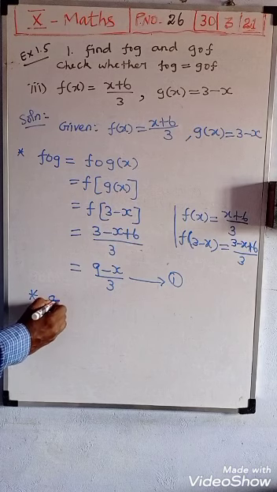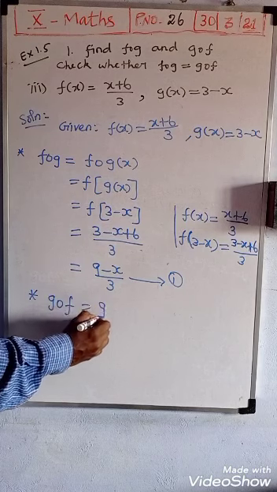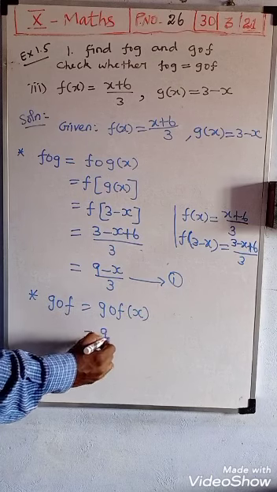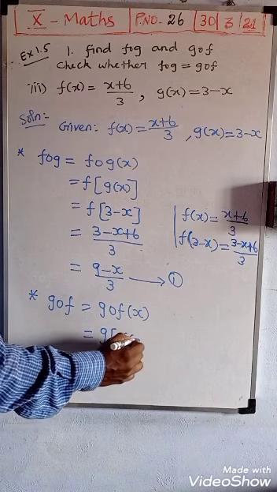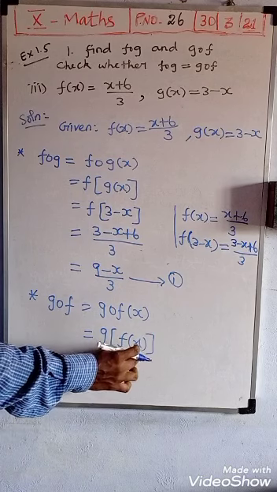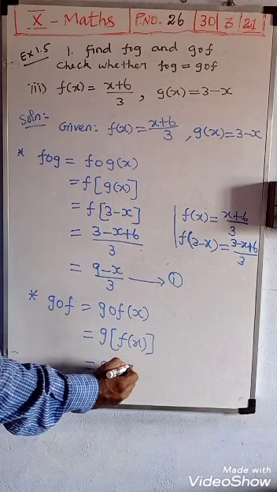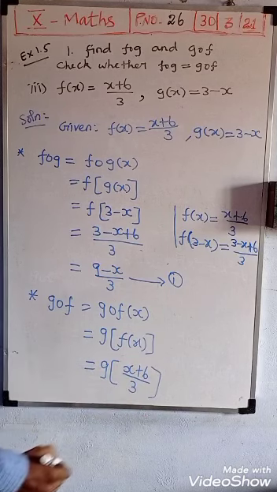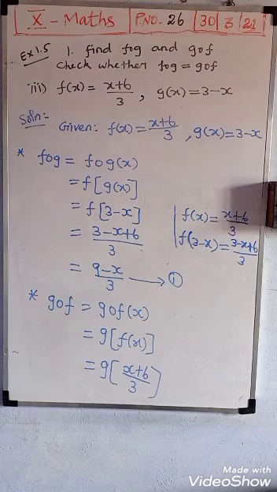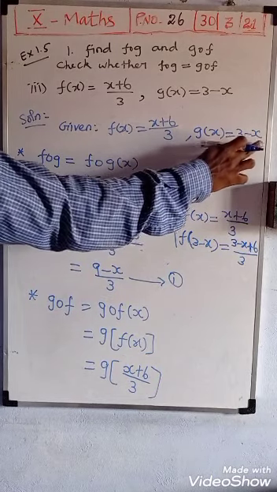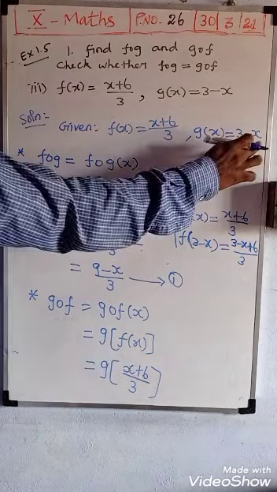Next, g composition f of x. We can write this as g of f of x. Now you should write f of x, which is given: (x plus 6) by 3. Inside the bracket, write the value of f of x, (x plus 6) by 3. Now where do we substitute (x plus 6) by 3? In function g. Instead of x, we substitute (x plus 6) by 3.